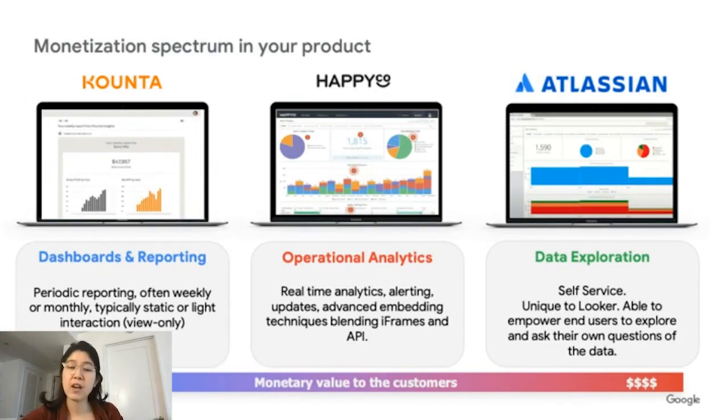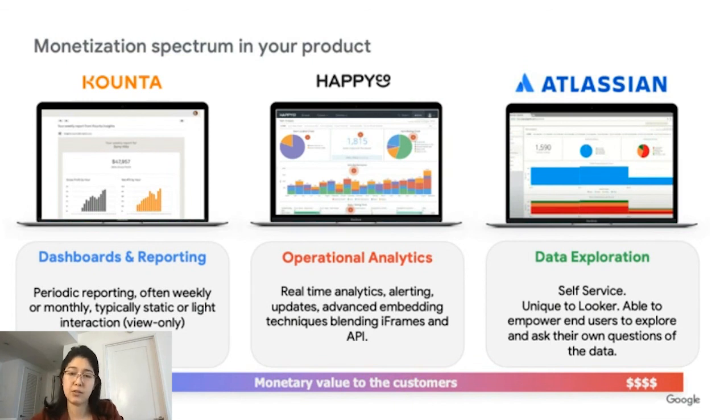Alrighty. So now that we've gotten the baseline of what direct and indirect monetization is, I want to move on to how you can tier analytics within your product. And this is going to be different per customer, per use case, per company. But this is just a generalized example of what a monetization spectrum in your product could look like. And I think it all draws back to the value that your end users are seeing from the analytics that you're providing.